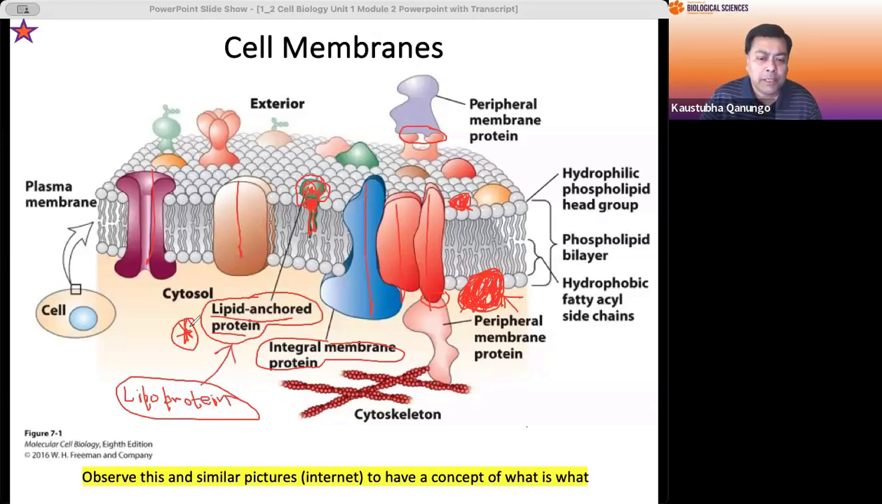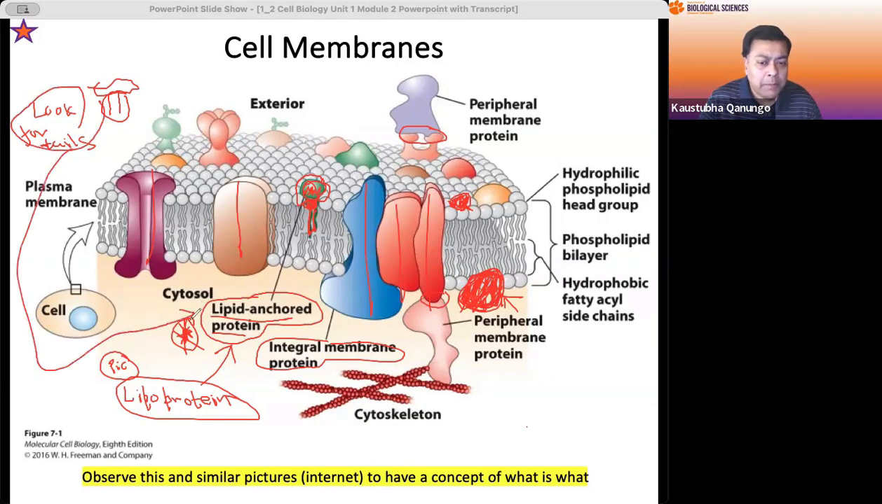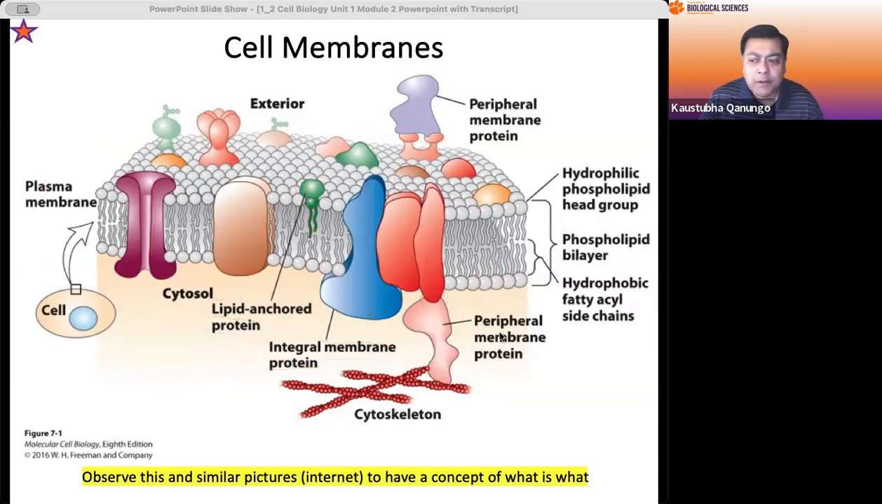So just make sure that you know this very, very well. You will see pictures in your exam. Suppose you see a protein like this, and if there are 2 tails, all you have to do is look for tails. So that is your clue: if you see a protein on the surface with tails, they are your lipid anchored proteins. All right, so that's pretty much it.